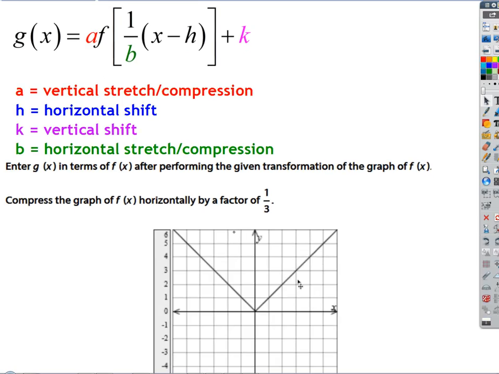Okay, so all we got to do then, okay, you will have memorized this, right? You will have memorized what those things mean, and you'll know then, because this is a horizontal compression, it's B. The rest of the stuff we don't care about, right? So once again, we rewrite this. Step 1, rewrite g of x in terms of B only.